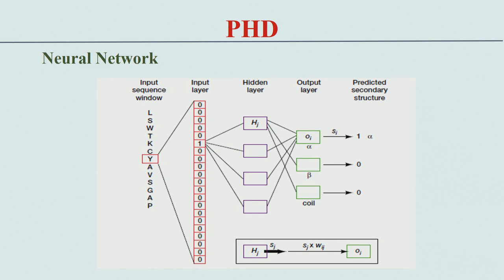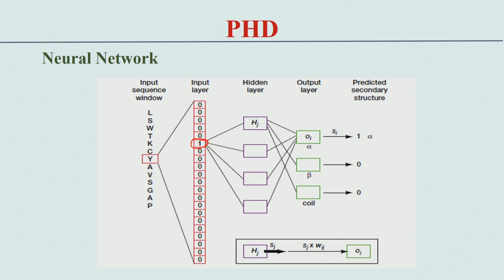Here is an example. Here you have the input sequence. This is the central residue, Y. In the input layer they have 21 values: 20 values for the 20 different amino acids, and one for the padding, where they align the next one, or they can also use it for insertions and deletions. So Y is here, so they put 1 here, and all the others are 0.